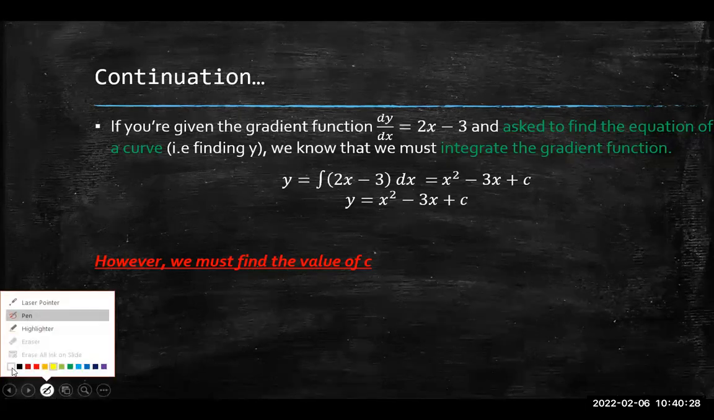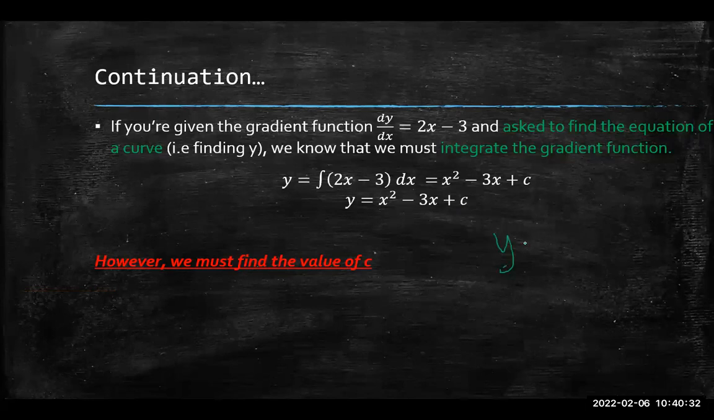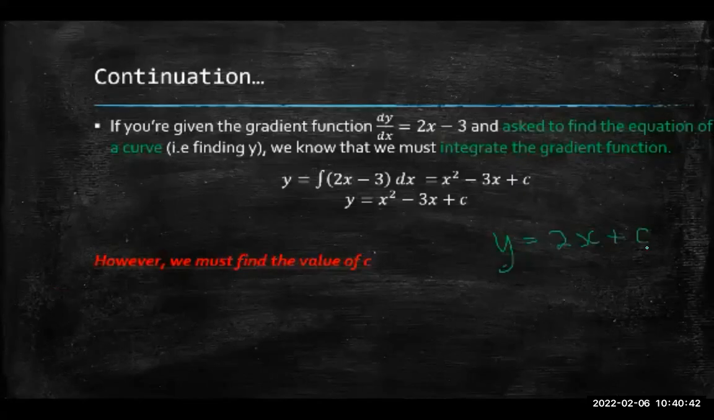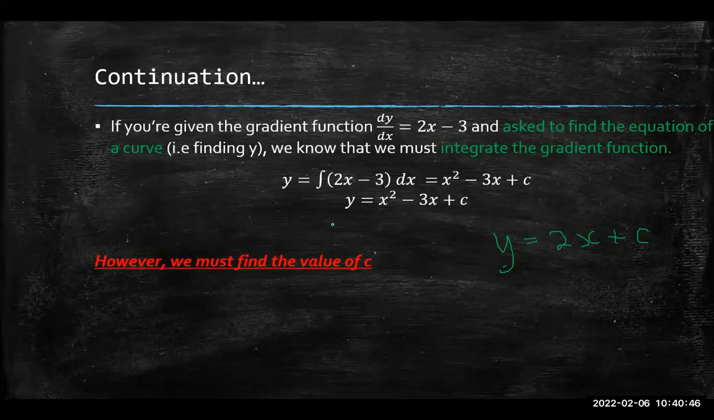So remember when you're doing coordinate geometry, let's say the gradient of the line was 2. So you put y is equal to 2x plus c. But you didn't leave it like that. You had to find the value of c. So same thing here. If you want to find the exact equation of the curve, you can't leave that plus c. You need to find the value of c.